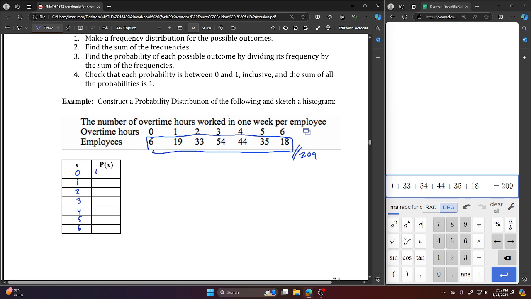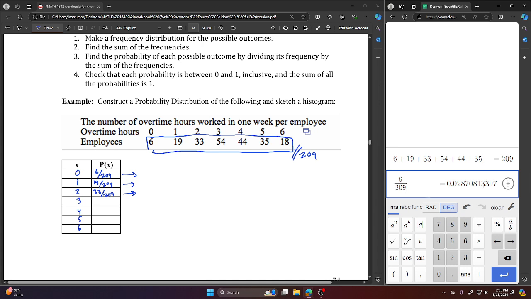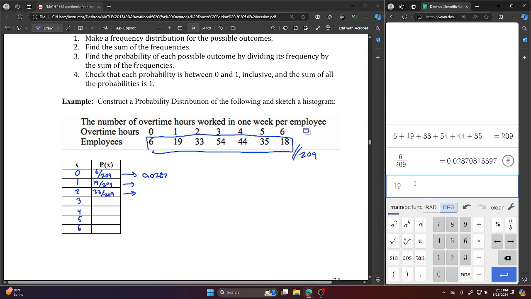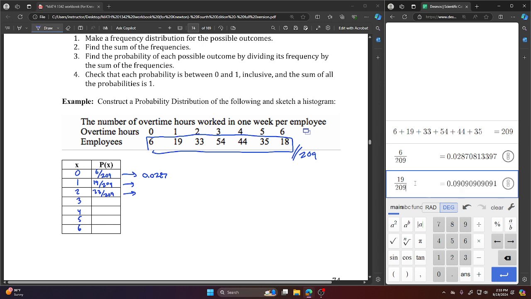And so then here I'm going to have the 6 divided by the 209. And then the 19 divided by the 209. 33 divided by 209. Are you kind of feeling what I'm feeling there? Selected over total every time. Here we go. 6 divided by 209 is 0.0287. 19 divided by 209.